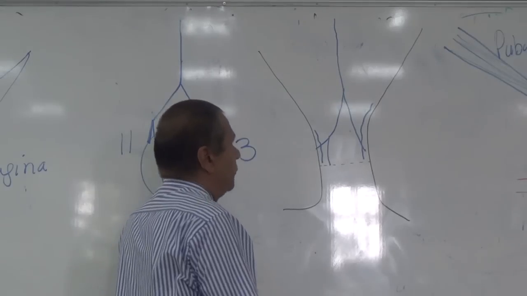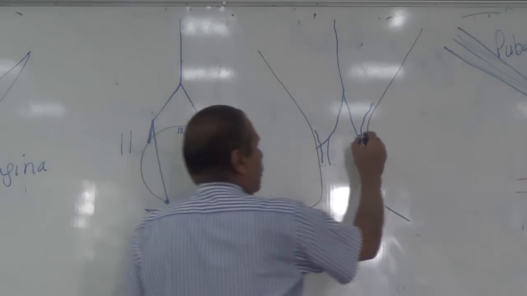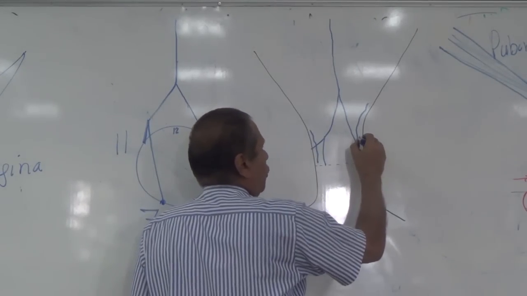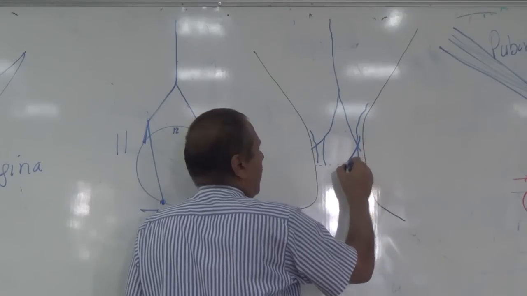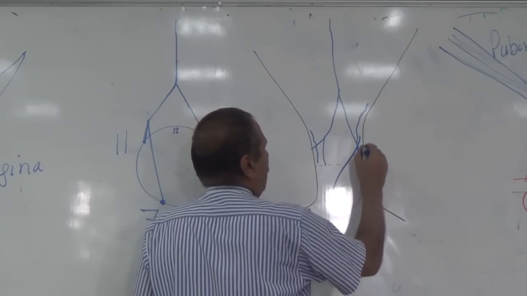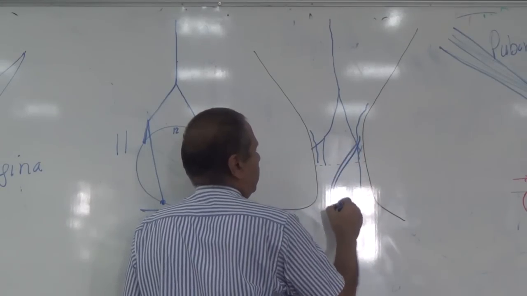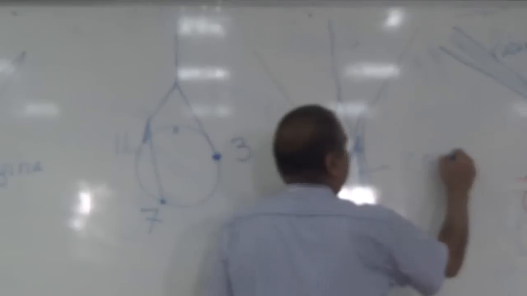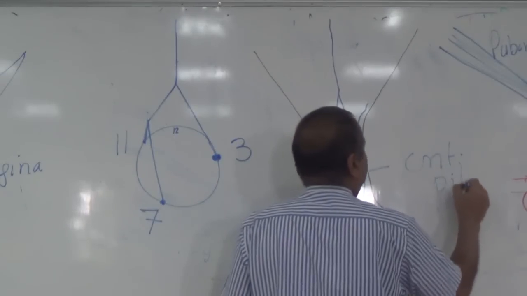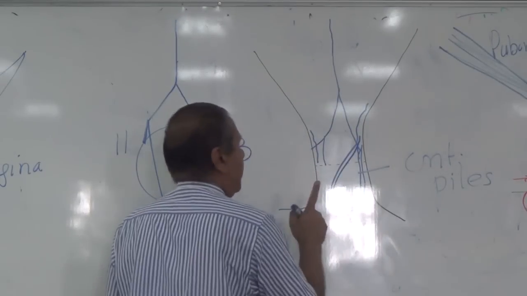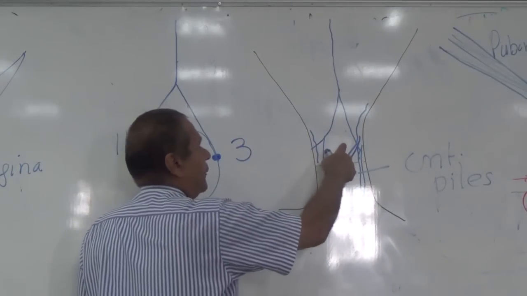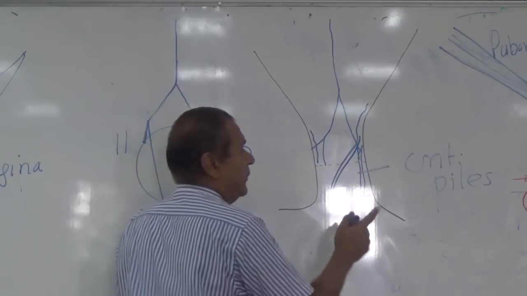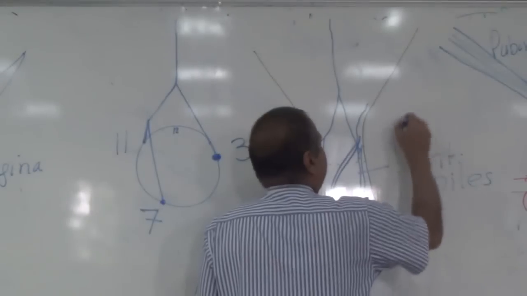this vein. You find this vein under the mucosa becomes enlarged and tortuous and stretches the mucosa in front of it, forming what's called the internal piles. This is the internal piles. So the internal piles arise from the upper half of the anal canal. That's why the internal piles are painless.